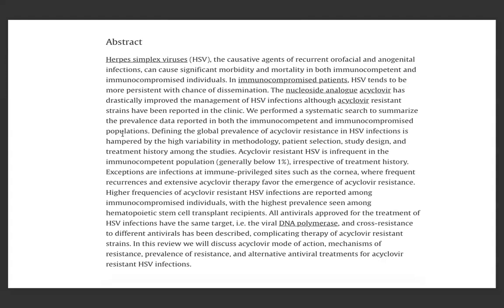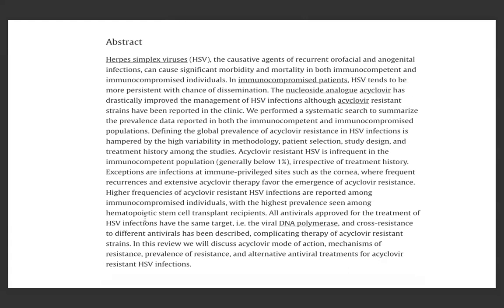Defining the global prevalence of acyclovir resistance in HSV infection is hampered by high variability in methodology, patient selection, study design, and treatment history among the studies. Acyclovir resistant HSV is infrequent in the immunocompetent population, generally below 1%, irrespective of treatment history, except for infection at immune privileged sites such as the cornea, where frequent recurrence and extensive acyclovir therapy favor the emergence of acyclovir resistance. Higher frequencies of acyclovir resistant HSV infection are reported among immunocompromised individuals, with the highest prevalence seen among hematopoietic stem cell transplant recipients.